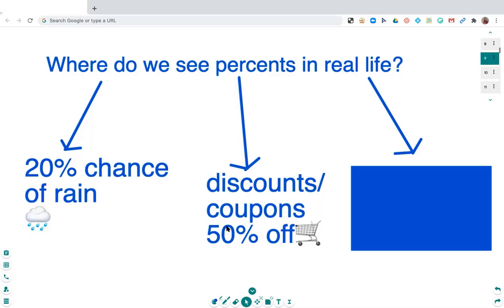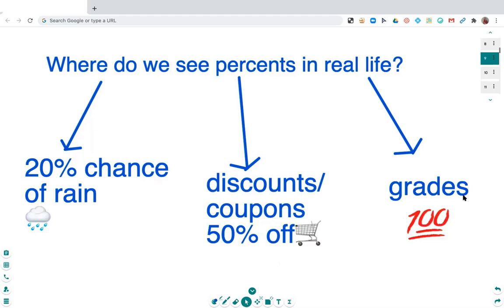For example, when we go shopping, we see all kinds of percents for discounts and coupons. They're having a sale, 50% off. The last example, grades. When students are given test scores or quizzes, often teachers give them a grade as a percent. They made 100% on the test. They got all of the questions correct. So percent is a really important concept to grasp because we see percents all around us in our everyday lives.